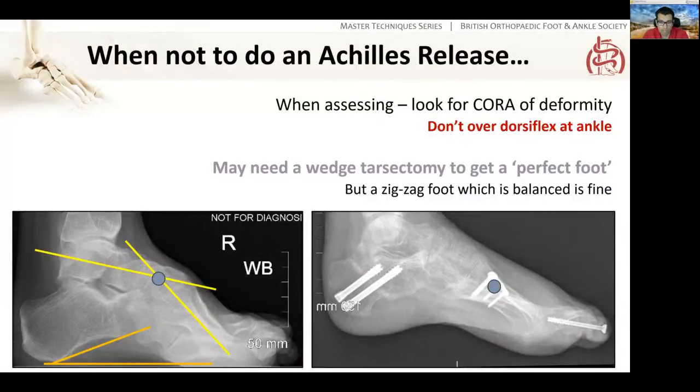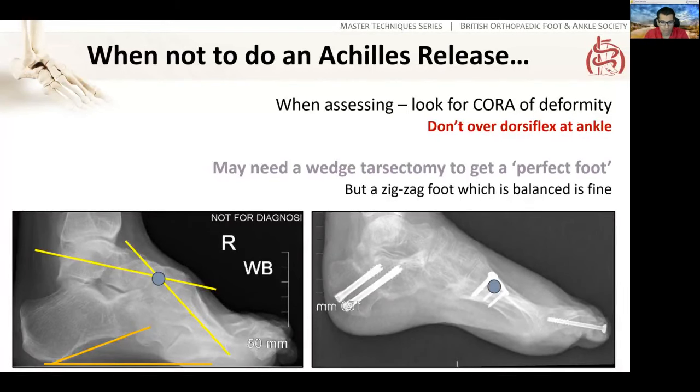When not to do an Achilles release, so again, this comes back to this situation over here. So you have to look for the center of rotation of angulation or the core of the deformity and make sure that if you're doing a release, you're not over dorsiflexing the ankle to make up for midfoot equinus.